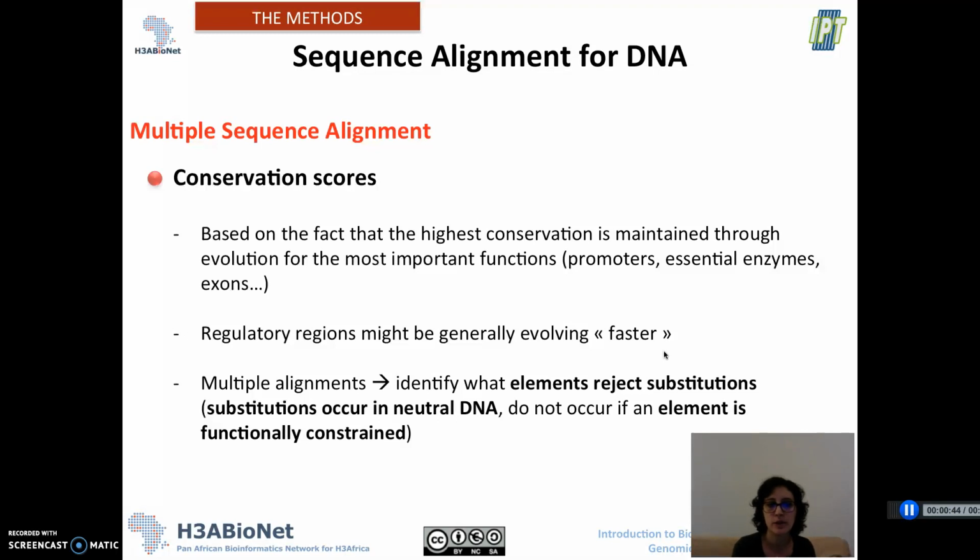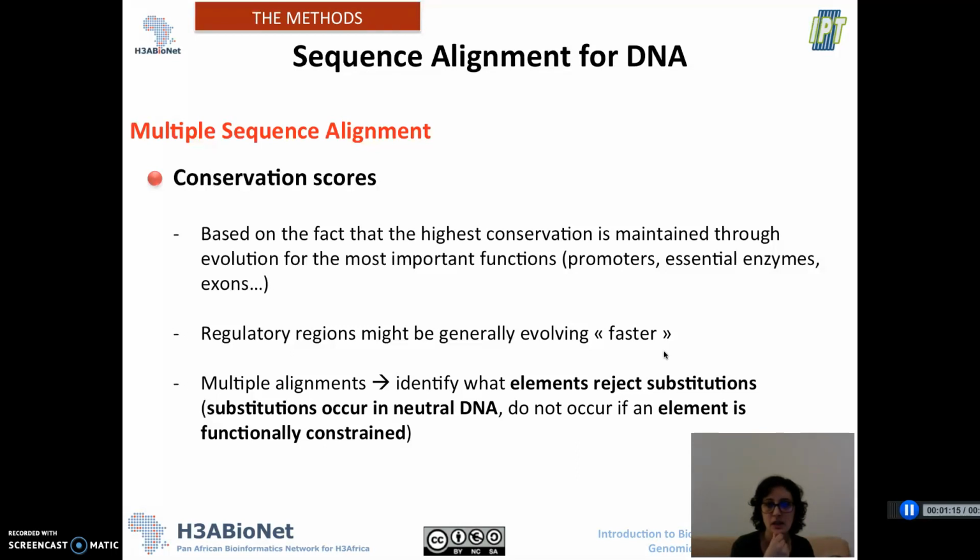Whereas regulatory regions might generally evolve a bit faster, like UTR regions, but we're talking about millions of years of evolution here. So the multiple alignment would help you identify what elements would reject a substitution, because usually substitution occurs in neutral DNA and does not occur if an element is functionally constrained. And remember the term functional constraints for an element, because this is something that you might be seeing in the databases.